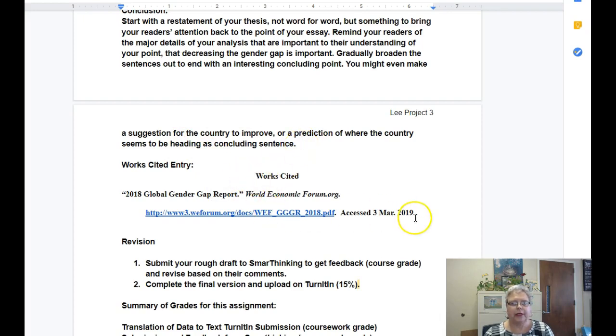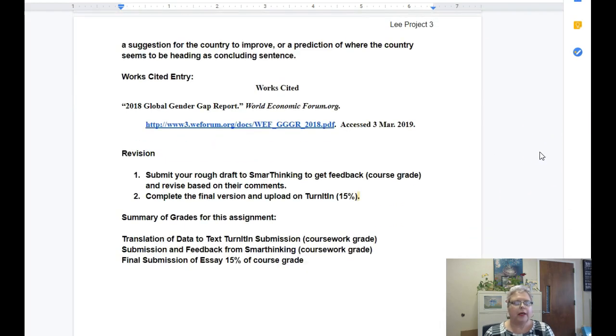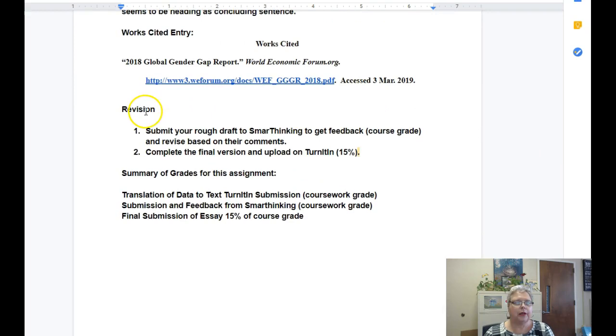There's the works cited entry again. You could copy it from there also. And then when you get your rough draft put together, you're going to submit it to Smart Thinking to get feedback, and that's going to count as a course grade. And you're going to complete your final version and upload it on the Turnitin link by Sunday of next week. So we won't be this week. This week, work on your rough draft. Next week, revise and polish it up and come up with your final.